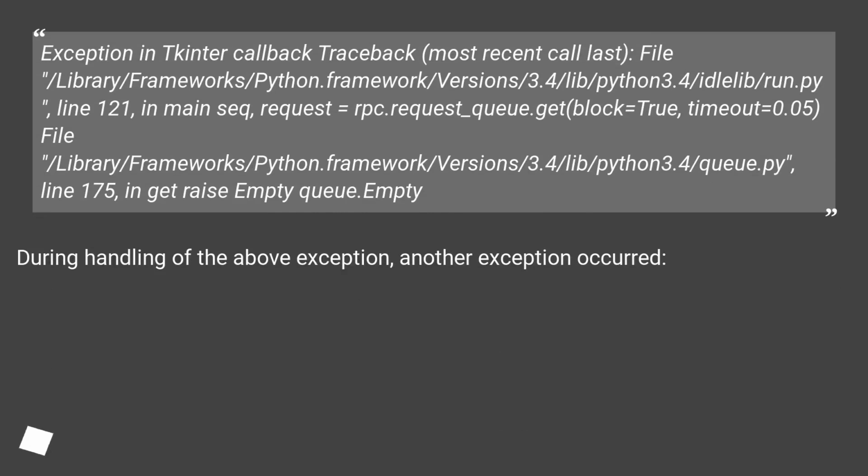Exception in Tkinter callback. Traceback, most recent call last: file break time equals ones, greater than line 121, in mainsec, request equals rpc.request_q.get block equals true, timeout equals 0.05, file break time equals ones, greater than line 175, in get raise empty q.empty. During handling of the above exception, another exception occurred.